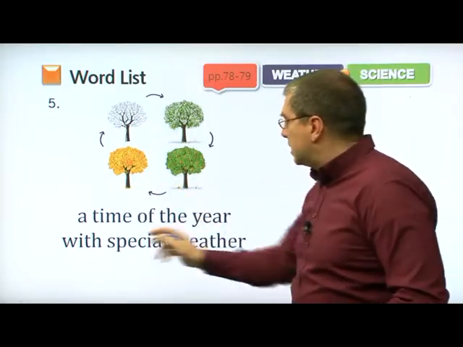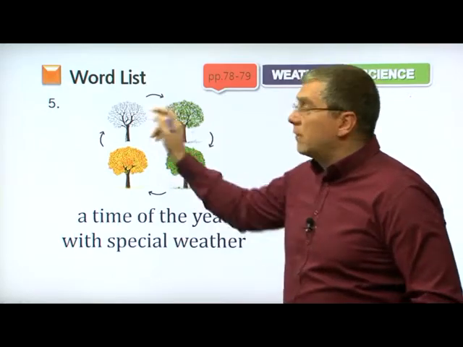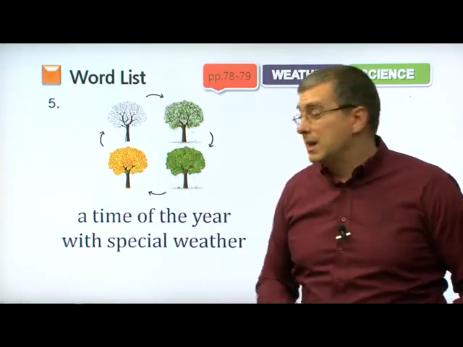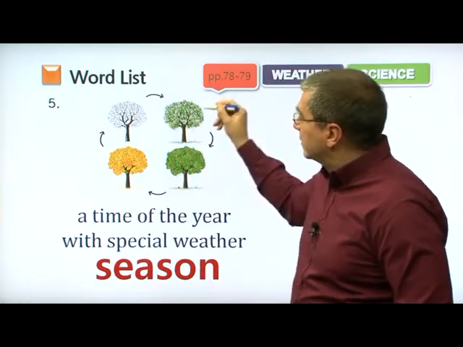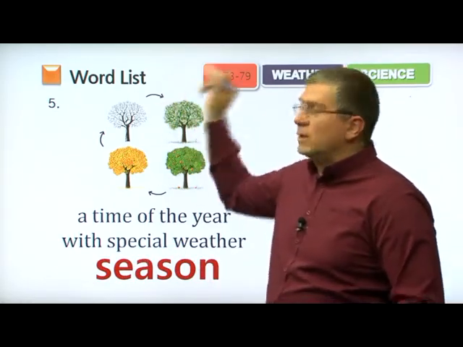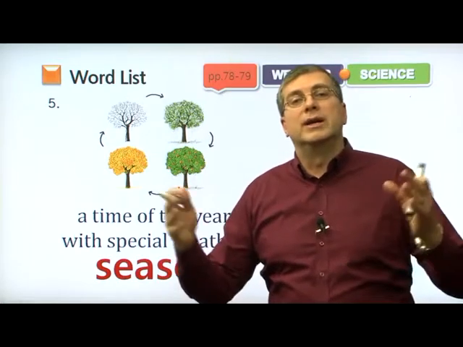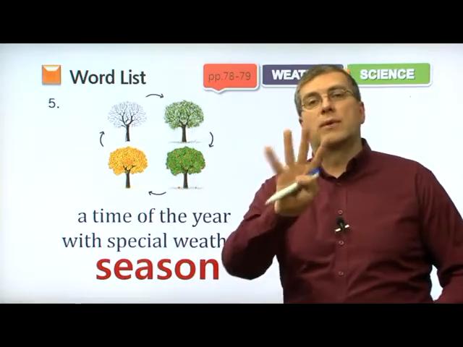And a time of the year with special weather, there are 4 of them, and I used that word already. Of course, we're talking about season. There are 4 seasons: spring, summer, fall, and winter. They are all called seasons, and there are 4 of them.